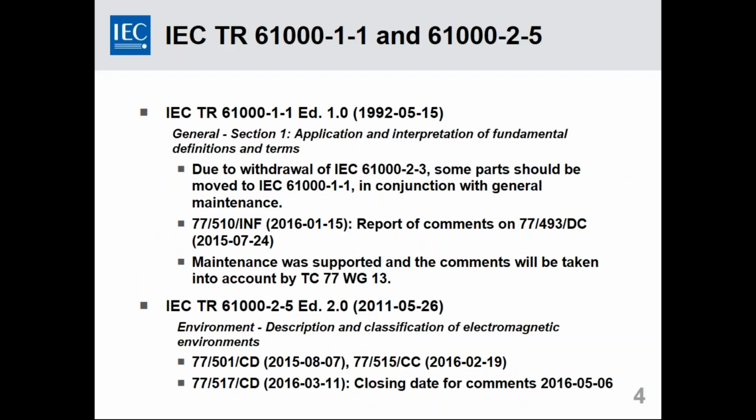Then this is sort of the explanation. I would draw your attention to the second one at the bottom, 2-5. This was first published a while back, and then they tried to update it in 2015, and they're at the CD stage, which is the committee draft. I'm not sure if the closing dates occurred already in May. But the idea is that it's the application and interpretation of fundamental definitions and terms. And the fundamental definitions are very important, especially if you're talking about environments that are different from industrial, in residential, and so forth.